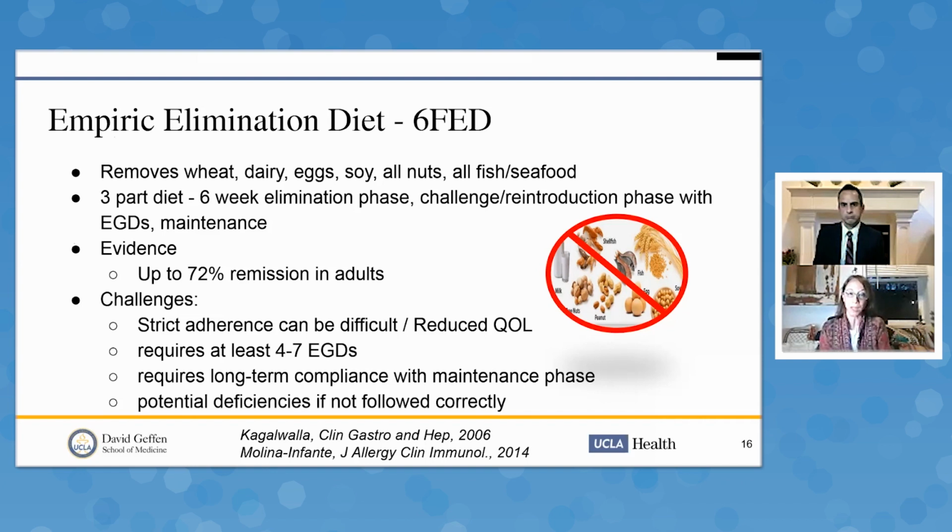Also, once we figure out what the food triggers are, this will require long-term compliance with the maintenance phase diet, which means we're removing the foods that have been triggering for the patients, have been found to cause a relapse when they reintroduce them. And this could lead to potential deficiencies if the patient isn't followed carefully and if certain protocols aren't put into place, such as possibly taking a multivitamin or calcium supplements, things like that.